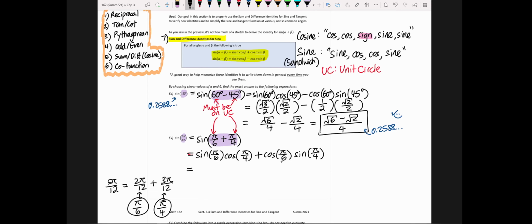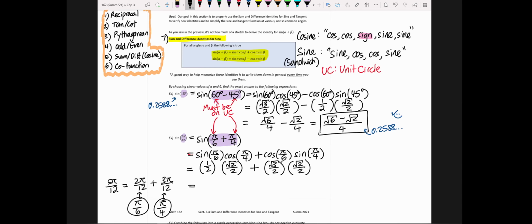Okay. So pi over 6, that's 30 degrees. 30 degrees is long leg, short leg. Sine is short leg. Cosine is the long leg. Pi over 4 is the twin group. Both x and y coordinates are √2/2.